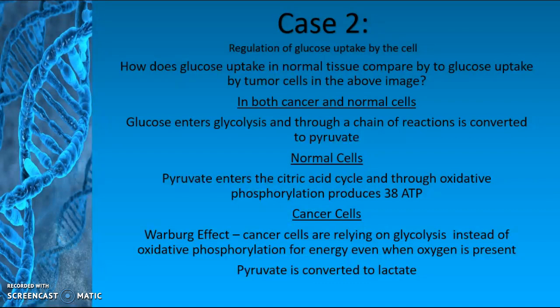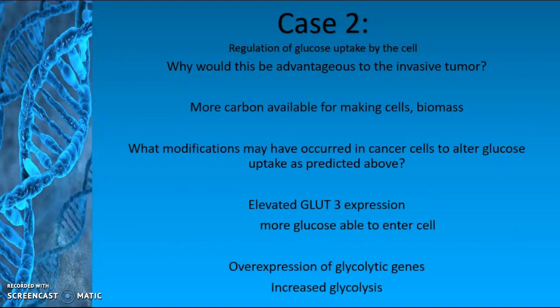So why would this be advantageous to the invasive tumor? At first, it seems like a disadvantage for rapidly growing cells. A significantly smaller amount of ATP is being produced. However, by not oxidizing pyruvate through the citric acid cycle, the cancer cells can use some of the molecule for biomass. This means that the cells must use a lot of glucose to get the necessary ATP, but this provides a lot of material to build up biomass for these rapidly growing cells.